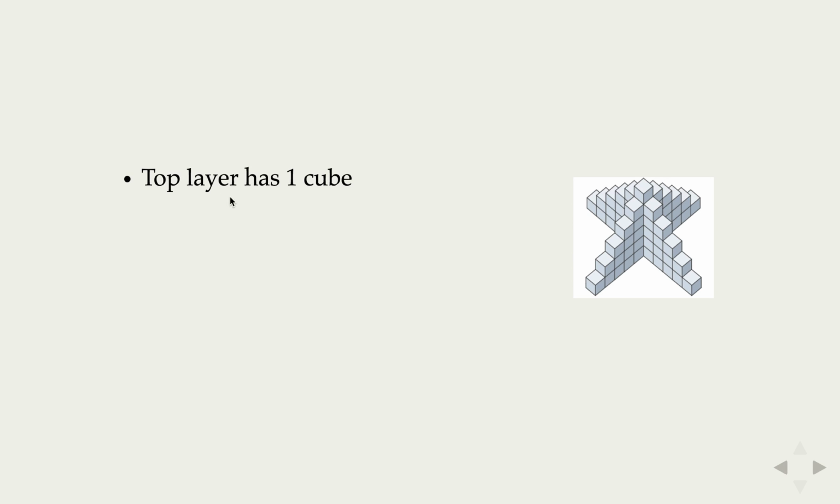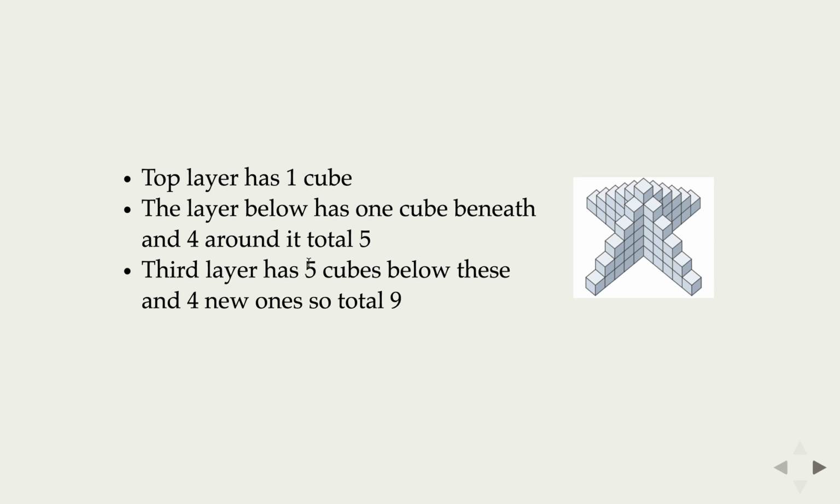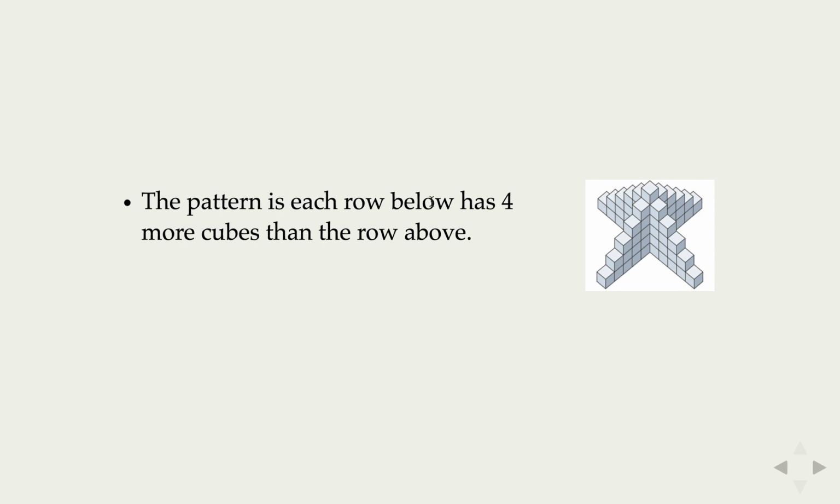All right. So the top layer has 1 cube. The layer below has 1 cube beneath and 4 around it. The total is 5. The third layer has 5 cubes below and then 4 new ones, so the total is 9. So in other words, the pattern here is each row below has 4 more cubes than the row above. All right. So we have 1, 5, 9, 13, 17, 21. You add these 6 numbers together, we get 66. So a total of 66 cubes are required in order to build this structure.